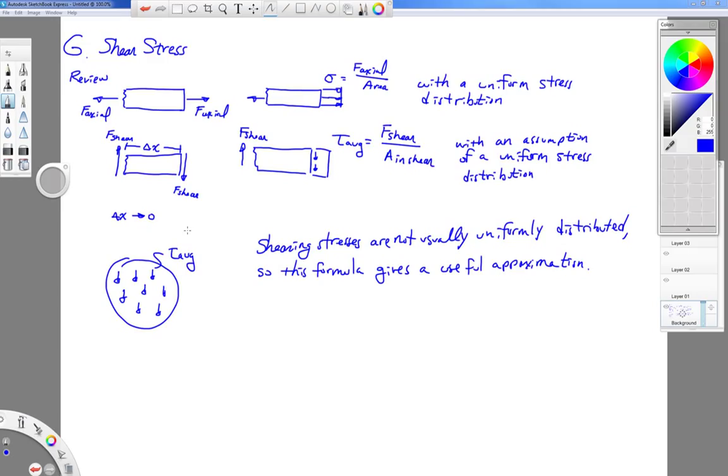Now it turns out that that calculation is fairly easy to do, but it's not always representative of what goes on in a component. Shearing stresses are not usually uniformly distributed, but this formula is going to help us for now. We're going to make things a little bit more complicated a little bit later on. So what we're going to do next is go through some examples of how to use this formula to calculate the average shearing stress.